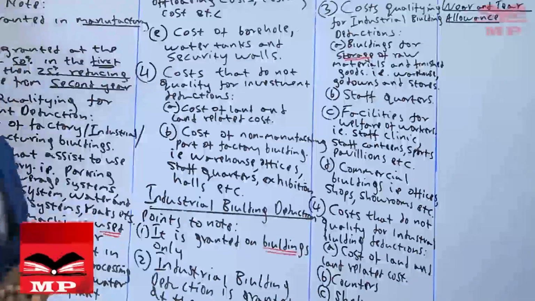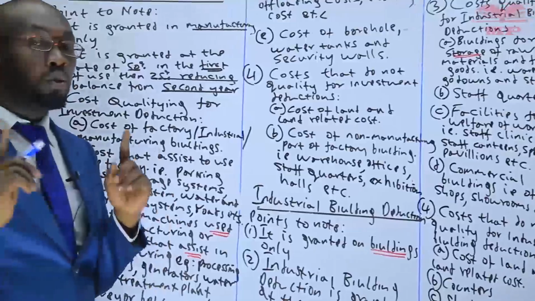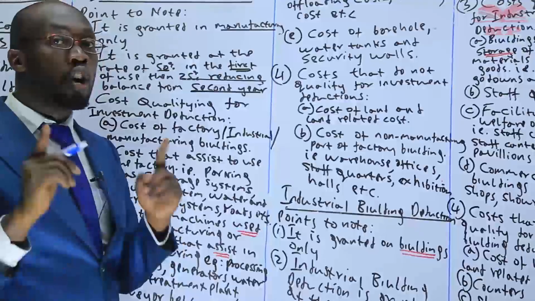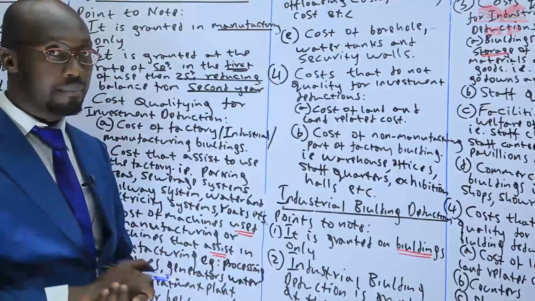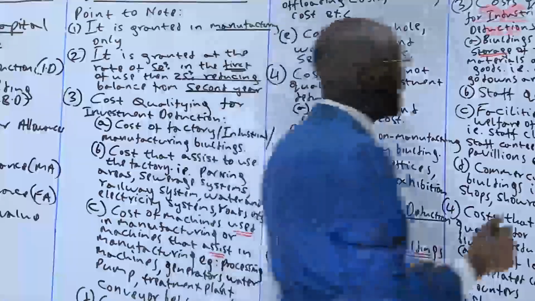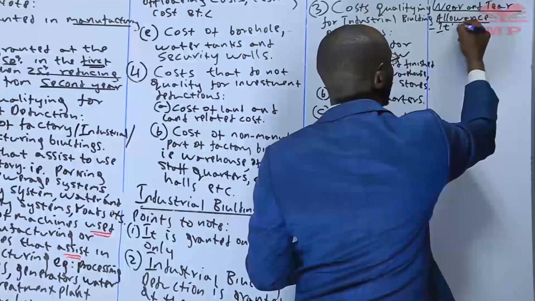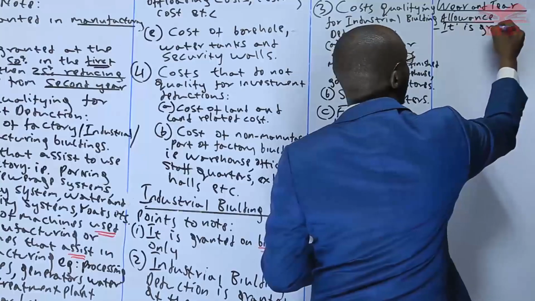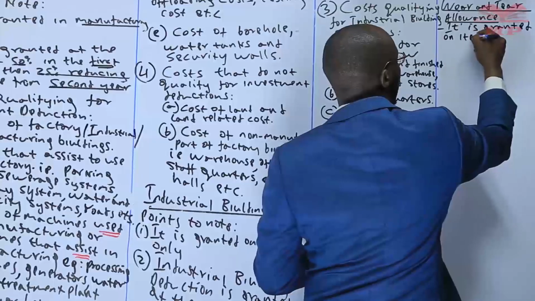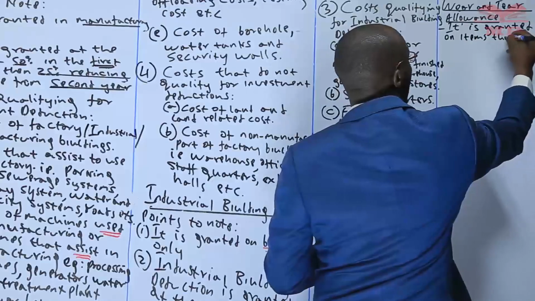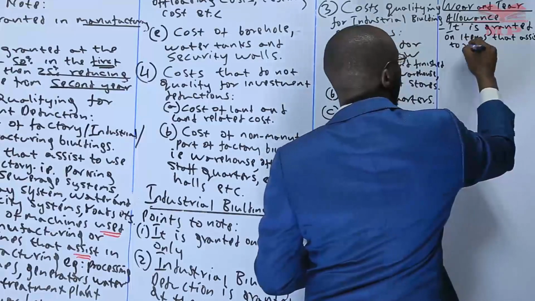Now, wear and tear allowance. You need to know that it is usually granted on items that are used to run the business. So that's the key thing, that this one is granted on items that assist to run the business.